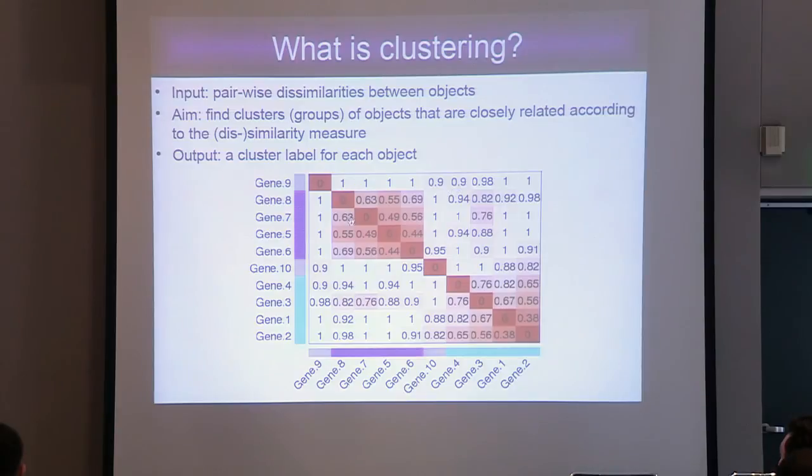Now, the output of a clustering method is a cluster label. The cluster label could be numeric, for example, it could be 1, 2, 3, and so on. We like to use colors in addition to numbers because colors aid in visualization. So for this block here, we assign the color blue, so it's a cluster that we call the blue cluster or blue module. And this block would be the turquoise cluster or module.